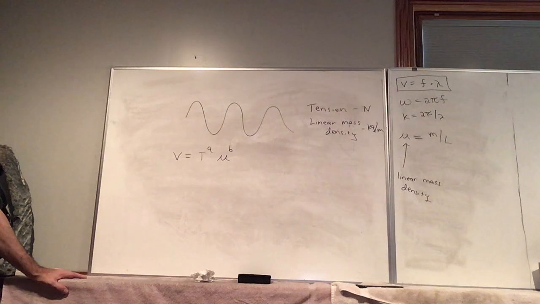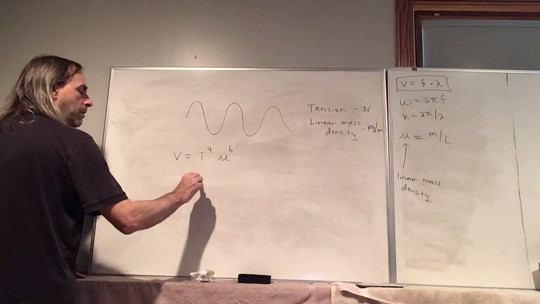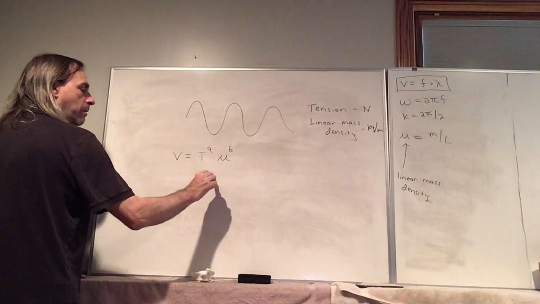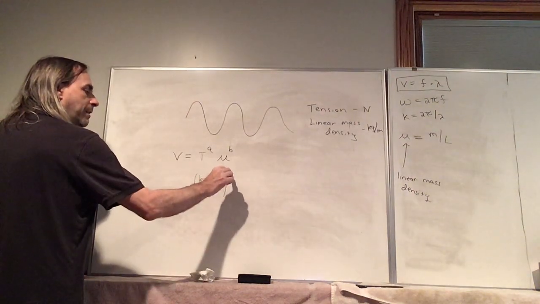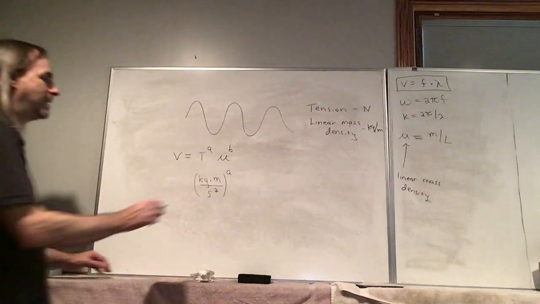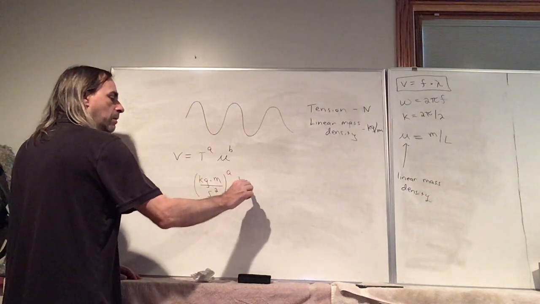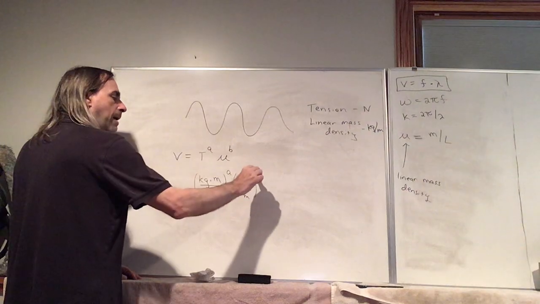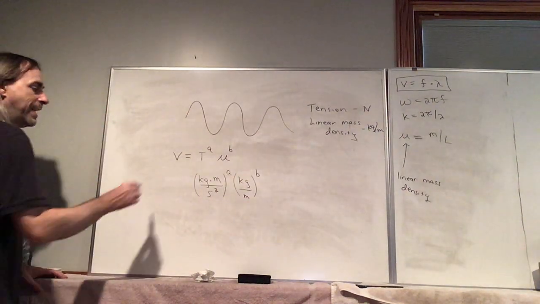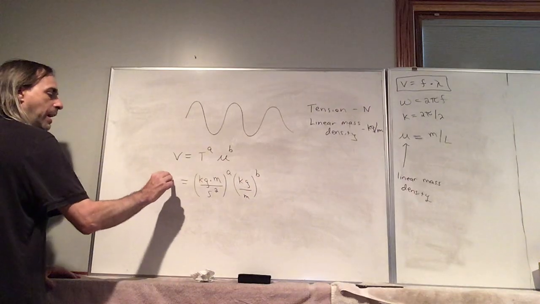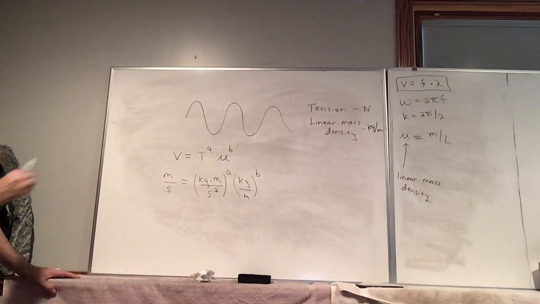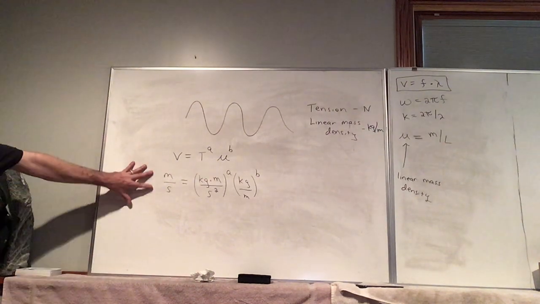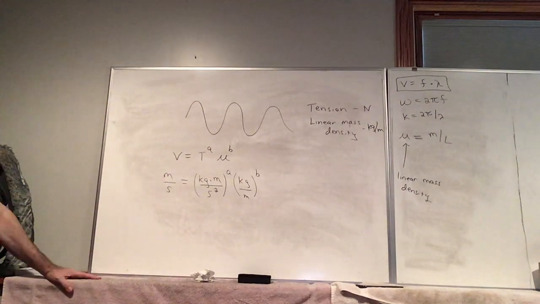So we're going to break this down to our base SI units. Tension is kilogram meters per second squared, which we're raising to the power A. And mass density is kilograms per meter, which we're raising to the power B. And what we should get out of this, a speed, should be meters per second. So we just have to find these exponents, A and B, that will give us the right units, meters per second.